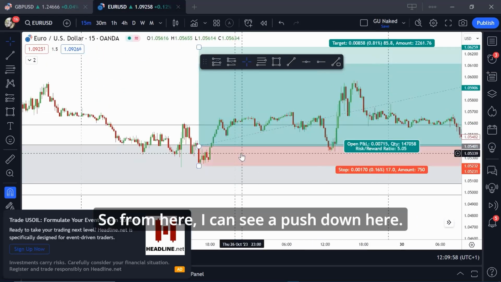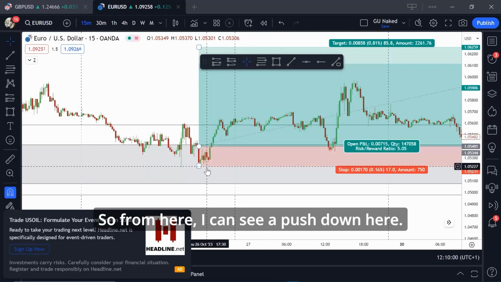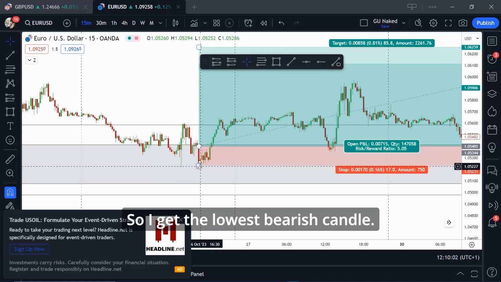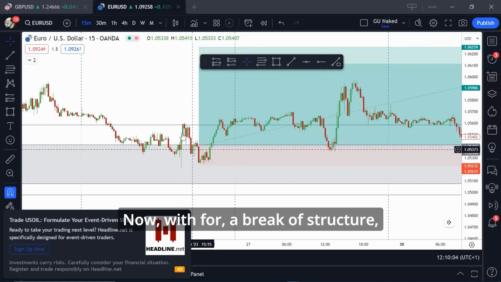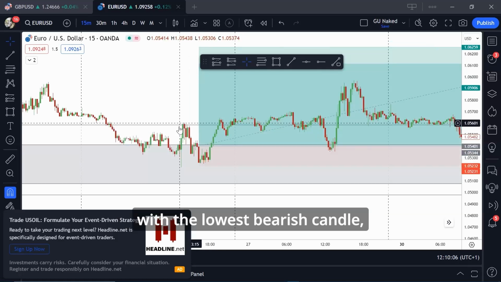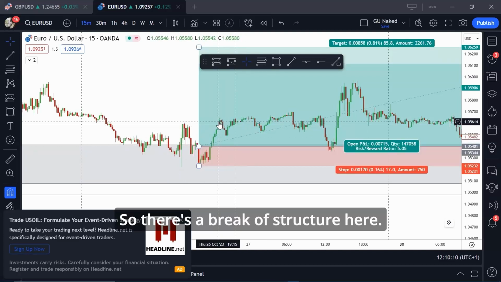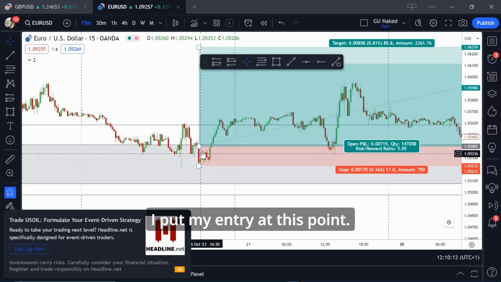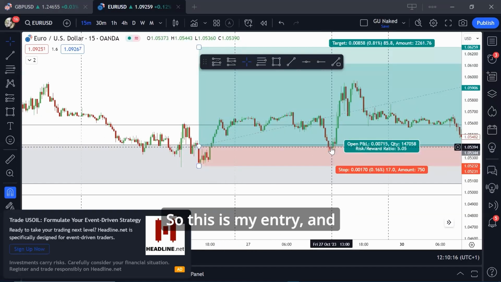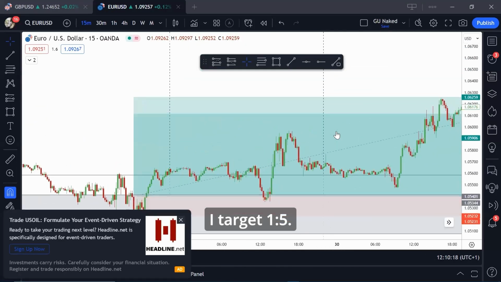So from here I can see a push down. I get the lowest bearish candle here. Now I wait for a break of structure. This is the lowest bullish candle that causes this pull down. So there's a break of structure here. I put my entry at this tip. So this is my entry here, and I target 1:5.